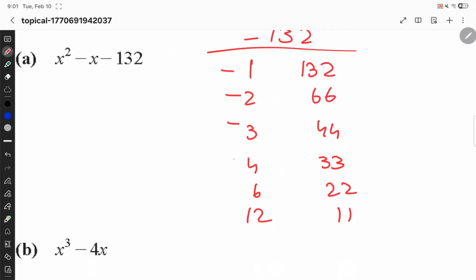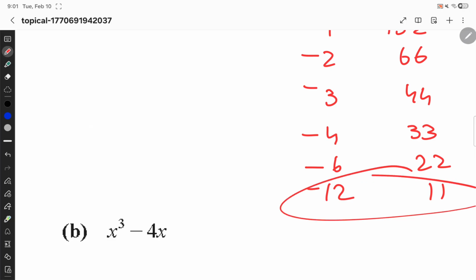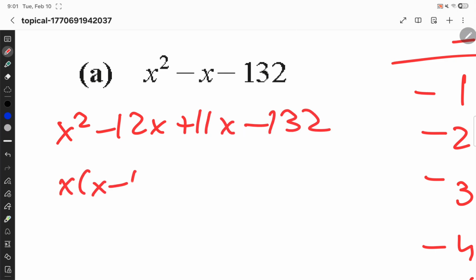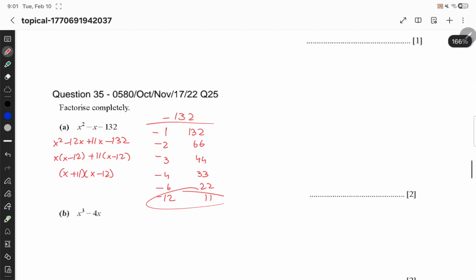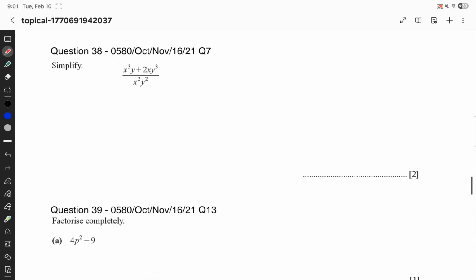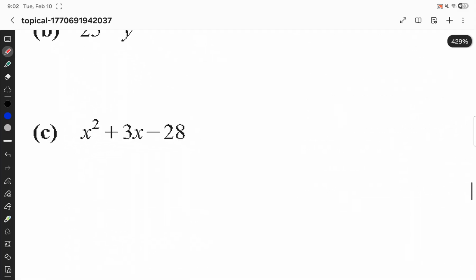Now we have one root negative, and let's test it. Negative 12 plus 11, which is negative 1, and that is the pair. Nice. So this is x squared minus 12x plus 11x minus 132. This is x minus 12 plus 11, x minus 12, and x plus 11, x minus 12, like so. See, it is easy. Just stay focused when doing this.